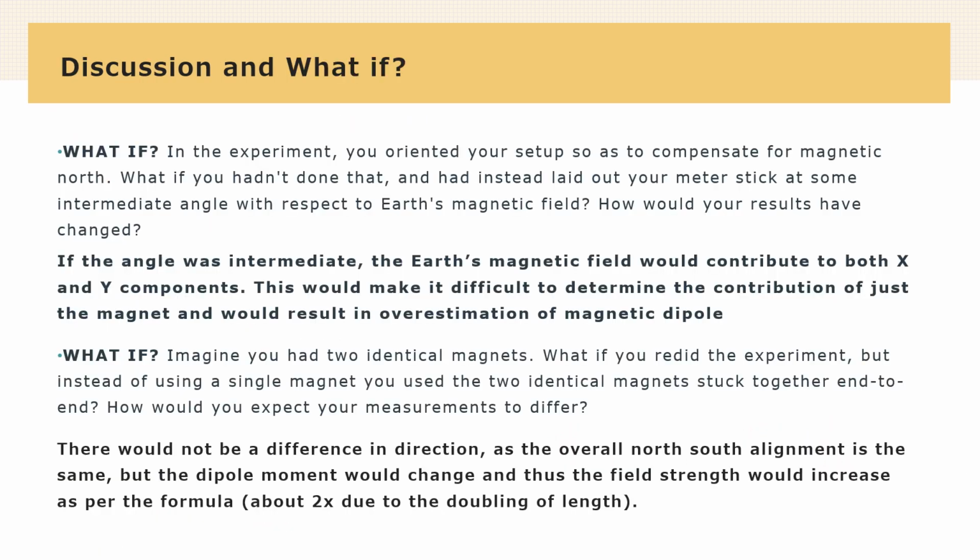So if we had laid out the meter stick at an intermediate angle, Earth's magnetic field would have contributed to both the x and y components, which would make it difficult to determine the contribution of just the magnet or just the Earth's magnetic field, and this would result in an overestimation of the magnetic dipole since we weren't able to eliminate Earth's magnetic field. If we had two identical magnets, there would be no difference in direction, but the dipole moment would become larger, and then the field strength would increase as per the Biot-Savart law.